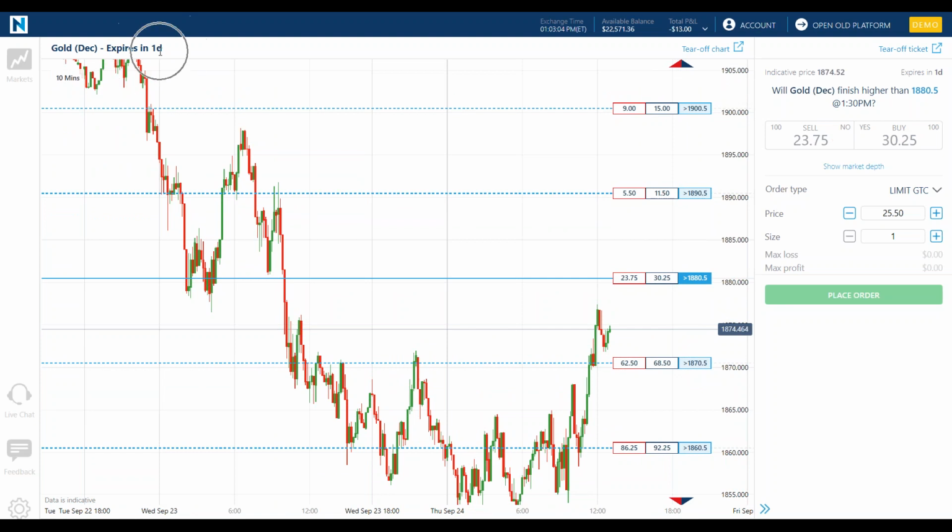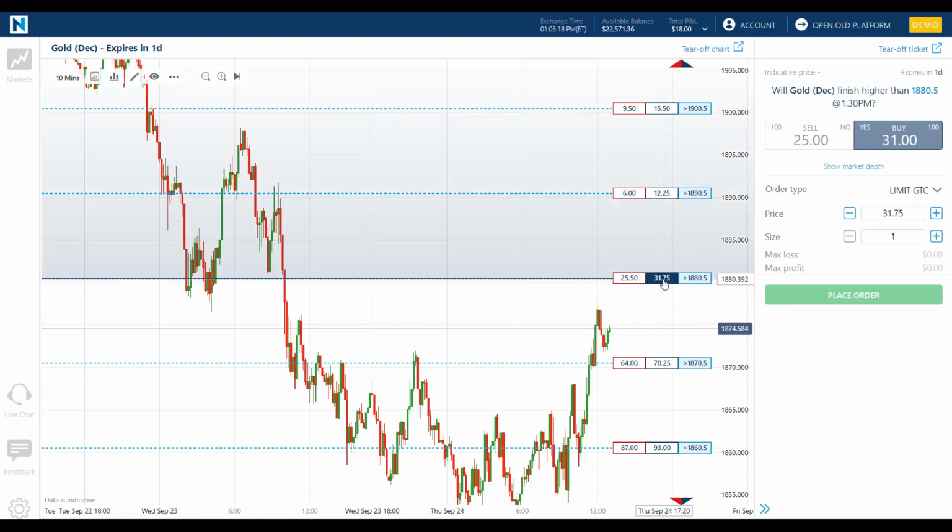Now, this doesn't settle for a day, but you can see as gold moves, these probabilities don't move. These prices aren't changing too much. They're changing a little bit. This is the midpoint around 28. They're saying there's a 28% chance that gold will settle above 1880.